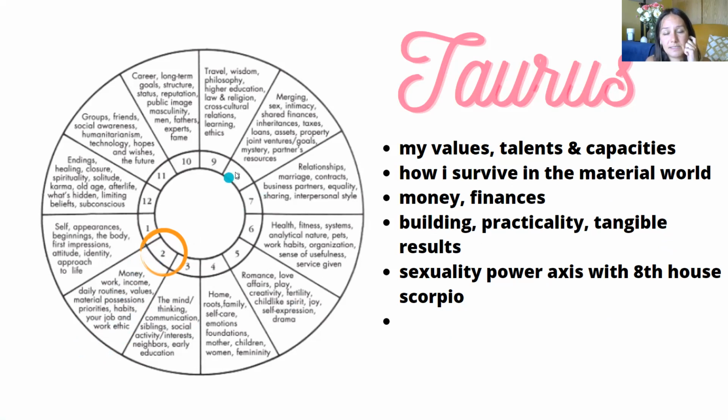Every house has an opposite, every sign has an opposite. So the opposite is always at play. It's inherently at play in whatever it is. So the opposite is Scorpio, which is other people's finances, or sex with other people, or body together with other people. So that's something you can look at to balance it out.